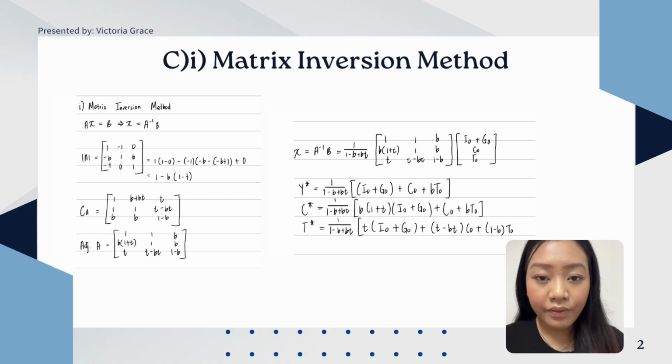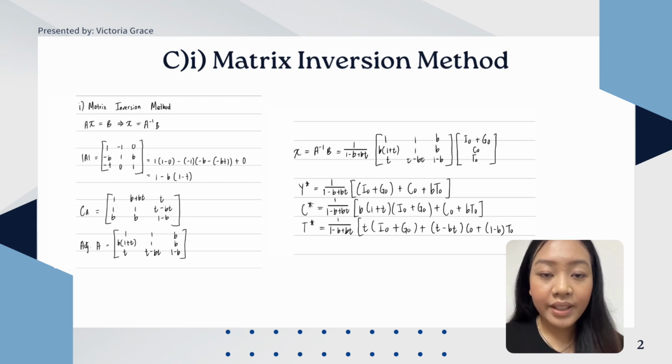Before finding the inverse of matrix A, we must first calculate its determinant. The determinant of A is calculated using expansion along the first row. After simplifying, the determinant is 1 minus B plus BT. Since the determinant is not equal to 0, the inverse of matrix A exists.